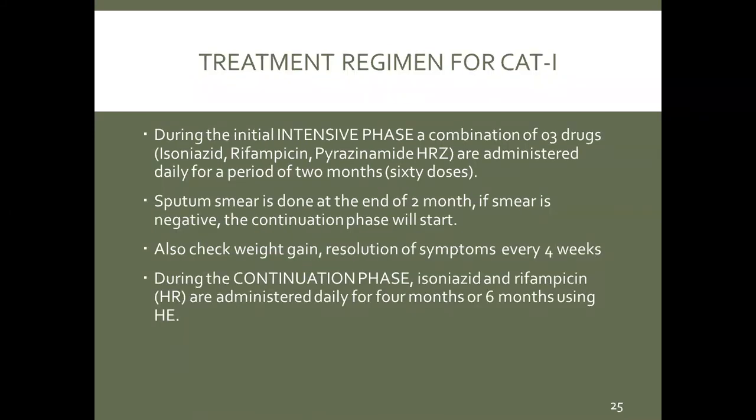If we talk about treatment for category 1, it has an initial phase, which is a combination of three drugs, that is isoniazid, rifampicin, and pyrazinamide. These are administered for 2 months, which means that 60 doses are given. Sputum smear is done at the end of 2 months. If sputum smear is negative, then the continuation phase is started. In the continuation phase, we use two drugs, that is INH and rifampicin, for 4 months. Total duration is 6 months.